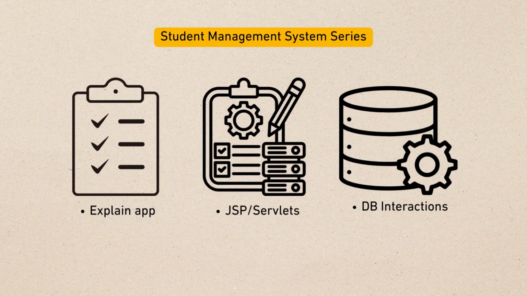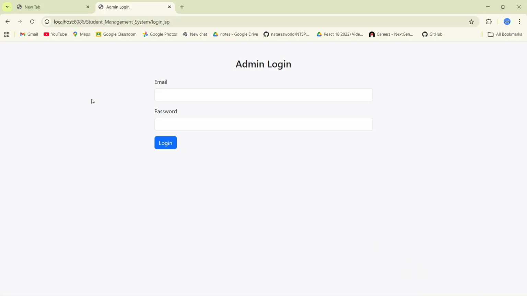So if you want to understand how a real Java web application works step by step, this series will help you learn that. Now let's take a look at the application that we are going to build in this series. This is our student management system application, and when we run the application, the login page will appear. Let me give you the details of the admin. And click on login.